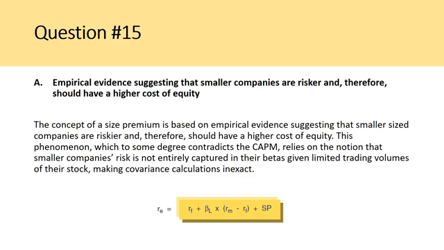But with the discounted cash flow model, there are a lot of assumptions that need to be made. And one of them, and the textbook really covers only the size premium, but there are a lot of others. There's also the geographic risk with regards to the company, and there's also sector risk. But the concept of a size premium is based on empirical evidence suggesting that smaller companies are riskier and therefore should have a higher cost of equity. This phenomenon, which to some degree contradicts the capital asset pricing model, relies on the notion that smaller companies' risk is not entirely captured in their betas, given limited trading volumes of their stock, making covariance calculations inexact.